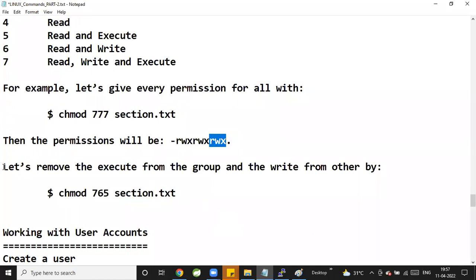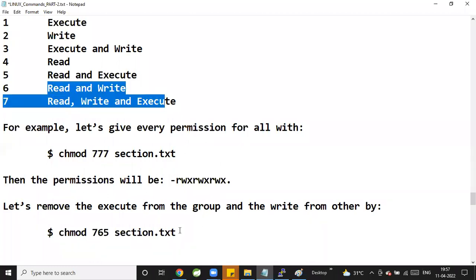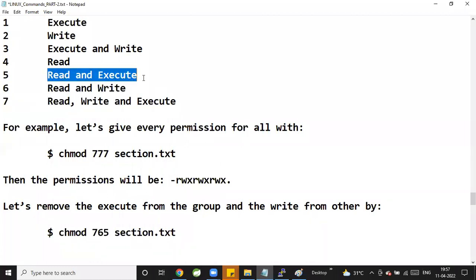Now I want to remove execute permission from the group and write from others. Let's remove the execute from the group and write from other. 765. 7 means user is having all permissions. 6 means only read and write. 5 means only read and execute.